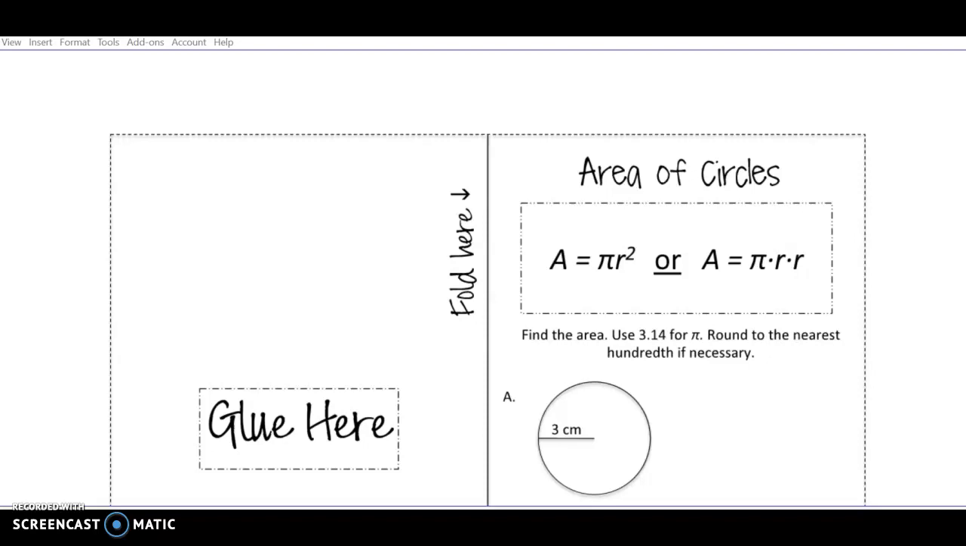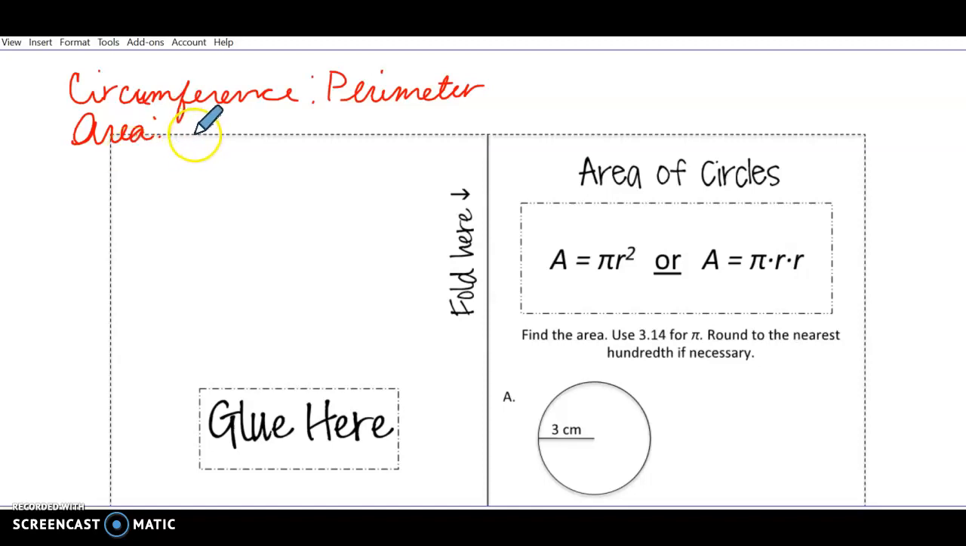Today we're going to talk about circles. We have two different things that we can find with circles. We can find circumference, which is like the perimeter of a circle. And then we also have area. And we're going to focus on area. So the area, of course, is that space inside.